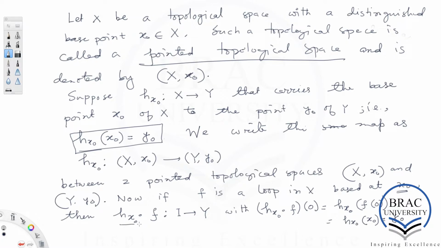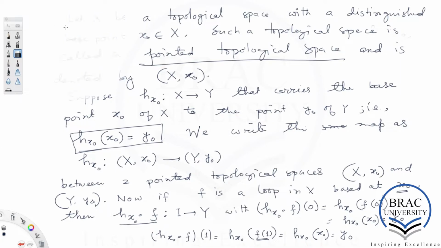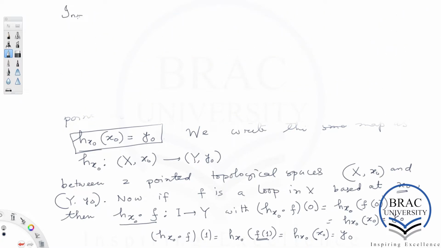We also see that this composite h sub x0 composed with f evaluated at 1 is going to be h sub x0 of f of 1, and we know that f is a loop in X based at x0, so f of 1 is simply x0, which means that h sub x0 of x0 is again equal to y0, which tells us that indeed h sub x0 composed with f is a loop in Y based at y0.